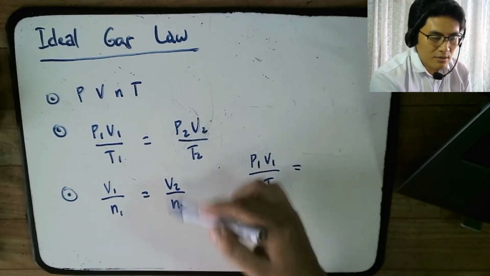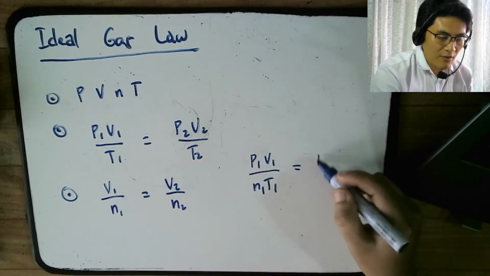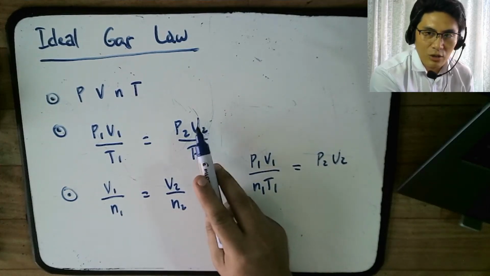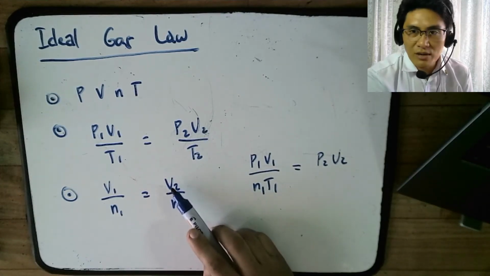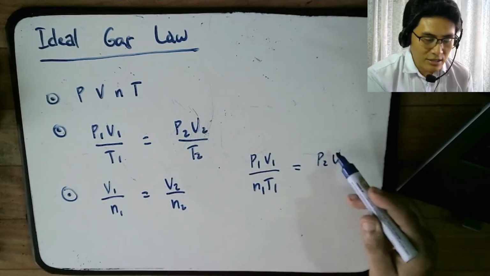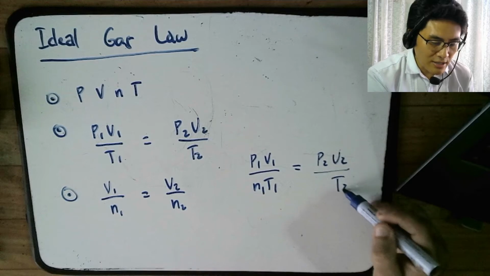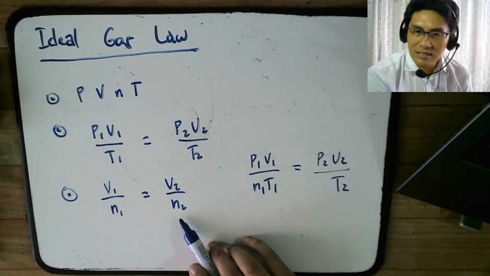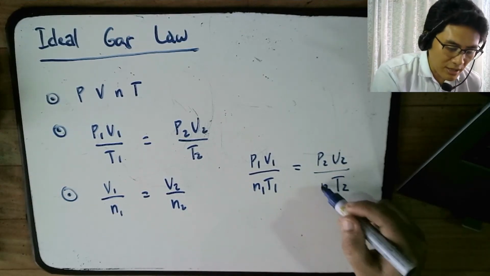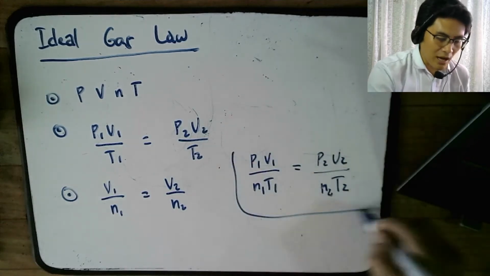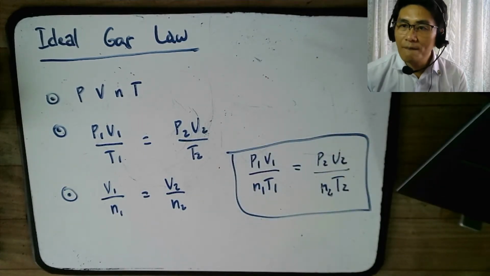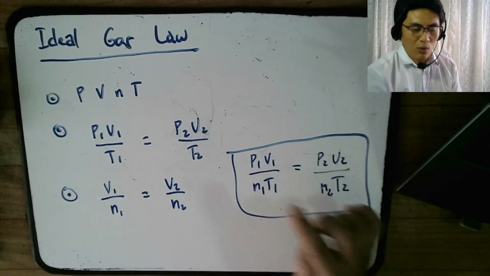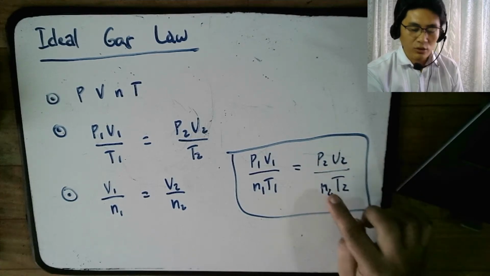If we combine these things on the right side, then we have P2, V2, and again, there's no conflict because remember, V2 here is above in the numerator. V2 here is also above in the numerator, so there's no conflict. So I can just put V2 there, and then T2 here is in the new denominator. If you notice N2, there's no N2 here, but N2 here is in the denominator, so I can just put that here. And that's it. You got the ideal gas law. So P1 V1 over N1 T1 is equal to P2 V2 over N2 T2.